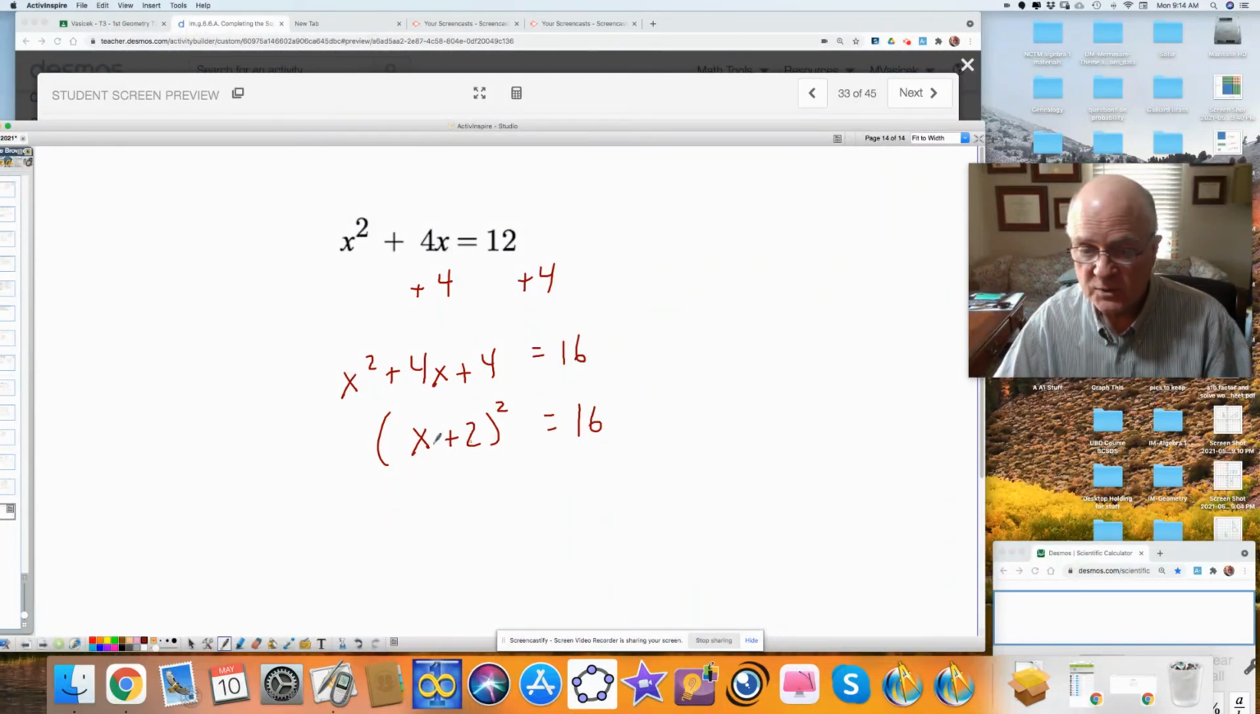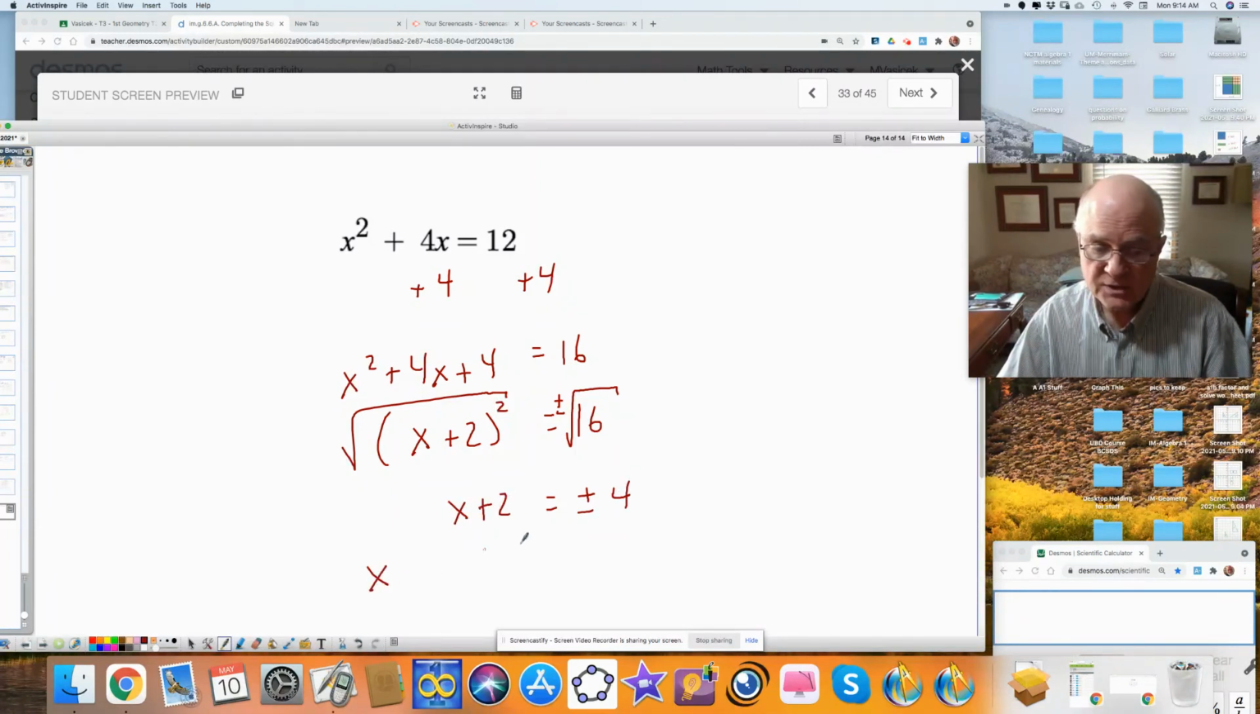Now to solve this, we'll take the square root of both sides of the equation, and this will be a plus or a minus. So I have a plus or a minus of 4 is equal to x plus 2. When I subtract 2 from both sides, I get 4 minus 2 is 2, or x is equal to negative 2 plus negative 4, which is negative 6. So it could be either one of these as my answer.